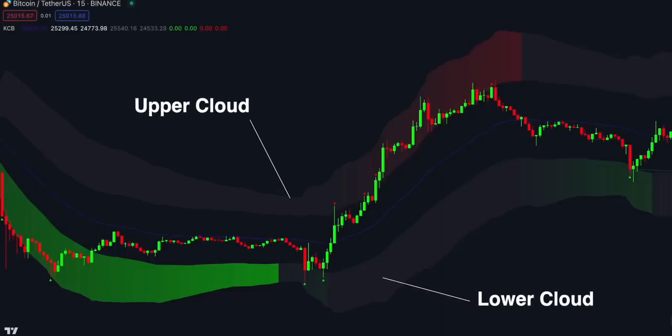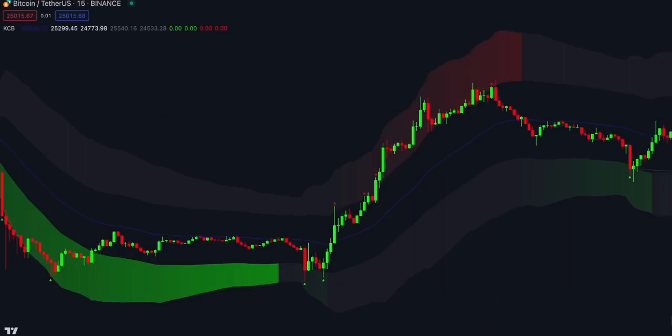It is calculated by adding a multiple of the ATR to the middle line. The ATR is a measure of volatility, so this cloud adjusts as volatility increases or decreases. The upper cloud acts as dynamic price resistance. It can also change its color to reflect how overbought the market is. The lower cloud serves as dynamic support. When it turns green, the market is oversold or cheap to buy.